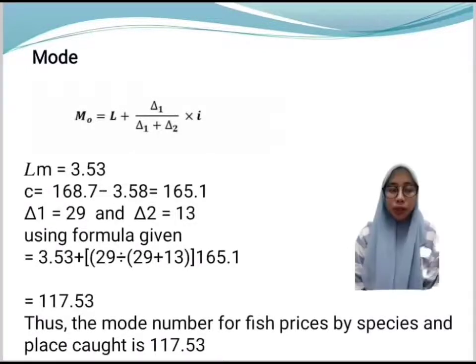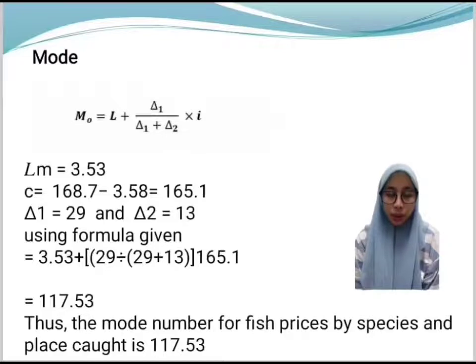117.53. For the shape of data distribution, the mean is bigger than the median, meanwhile the median is bigger than the mode. Thus, the shape of data distribution is skewed to the right.